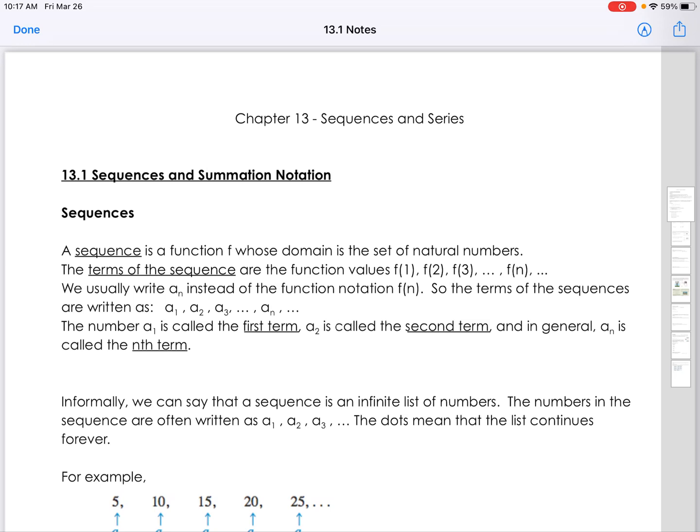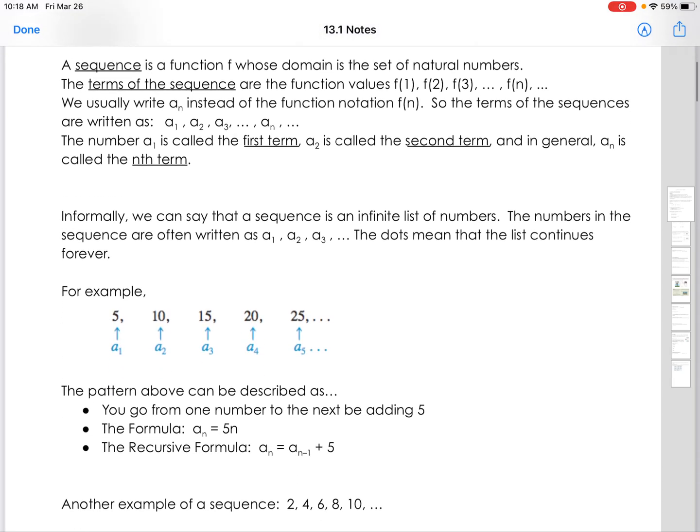We usually write a sub n, because it's in the subscript, instead of the function notation f of n. So the terms of the sequence are usually written as a sub 1, a sub 2, a sub 3, and so on. The number a sub 1 is the first term, a sub 2 is the second, so in general, a sub n is the nth term. So a sub 40 is the 40th term. Whatever the number is that's down in the subscript is going to be that number term.